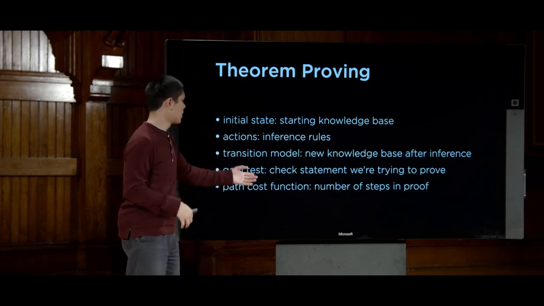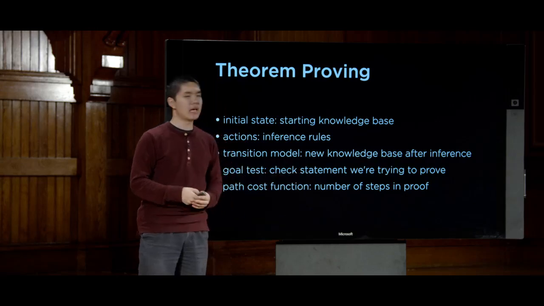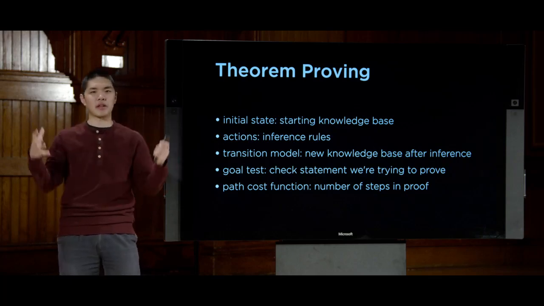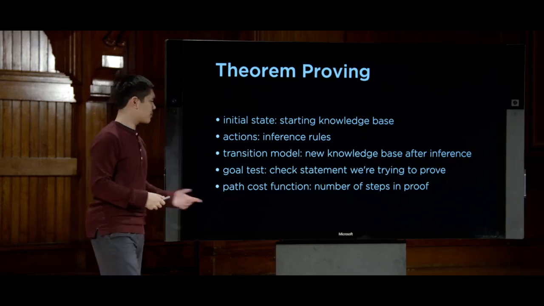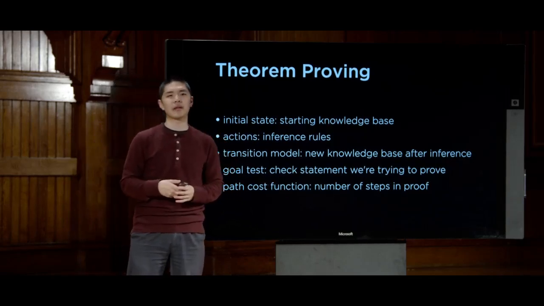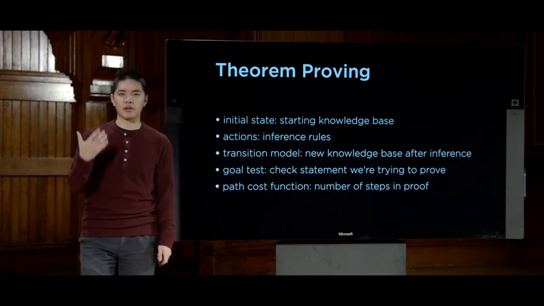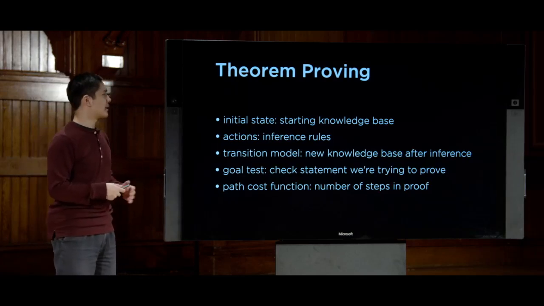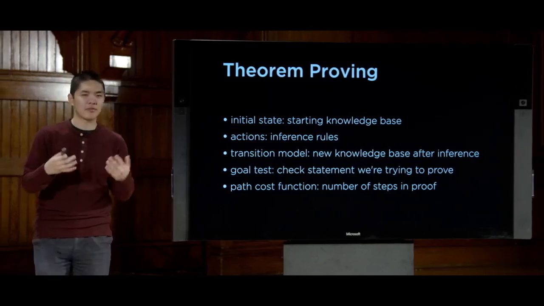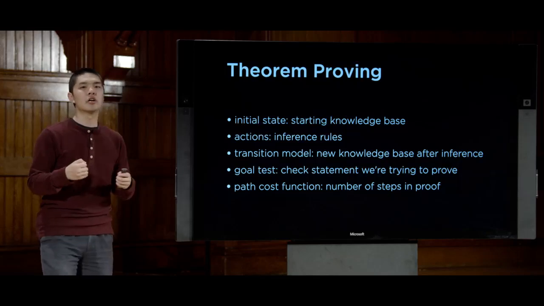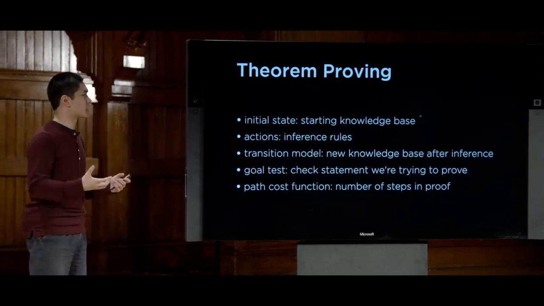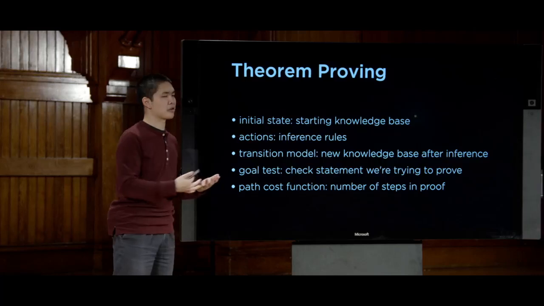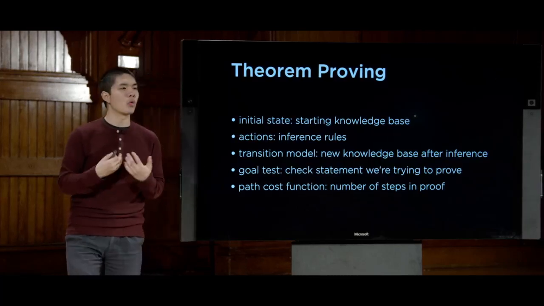What is the goal test? Well, our goal test is checking to see if we have proved the statement we're trying to prove, if the thing we're trying to prove is inside of our knowledge base. And the path cost function, the thing we're trying to minimize, is maybe the number of inference rules that we needed to use, the number of steps, so to speak, inside of our proof. And so here we've been able to apply the same types of ideas that we saw last time with search problems to something like trying to prove something about knowledge by taking our knowledge and framing it in terms that we can understand as a search problem, with an initial state, with actions, with a transition model.